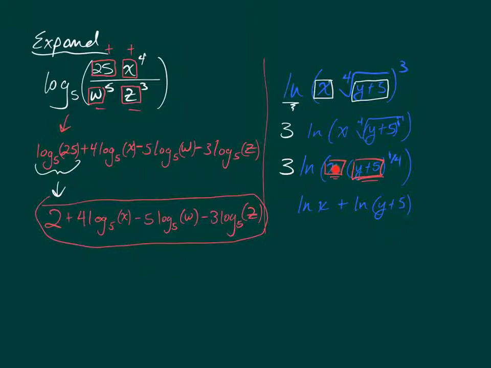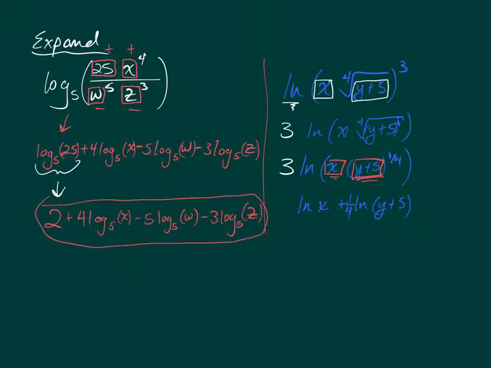Each base gets its own log, so x gets its own natural log, y plus 5 gets its own natural log, and this 1/4 comes out to the front. Right? We moved all these exponents out to the front, so I'm going to move this exponent out to the front. So 1/4 natural log of y plus 5.